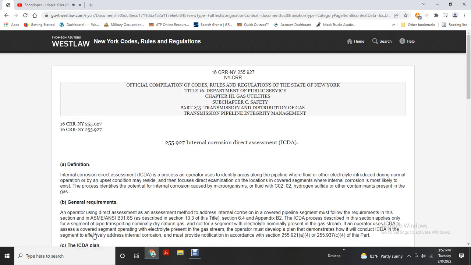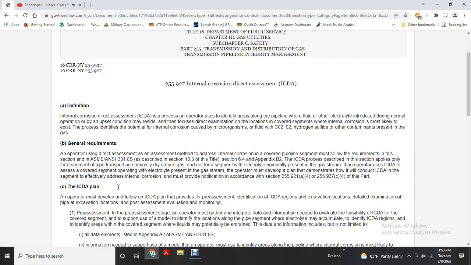Alright, internal corrosion direct assessment. Internal corrosion direct assessment properly identifies where the pipeline fluid or electrolyte, introduced during normal operation, may reside, with the focus on direct examination locations. Covered segments where internal corrosion is most likely to exist. The process identifies the potential for internal corrosion caused by microorganisms or fluid, CO2 carbon dioxide, and hydrogen sulfide, and other contaminants present in the gas.